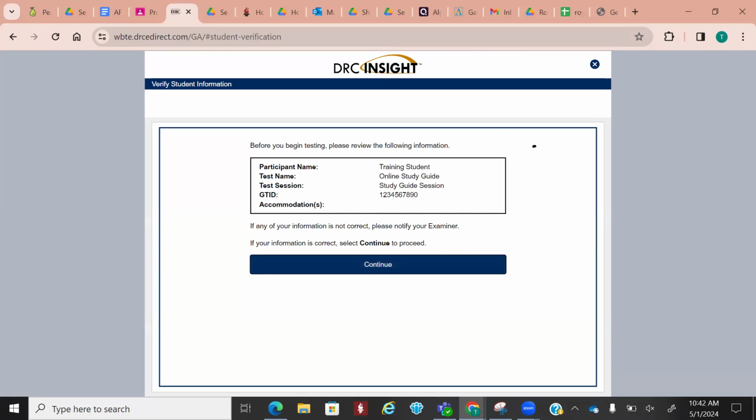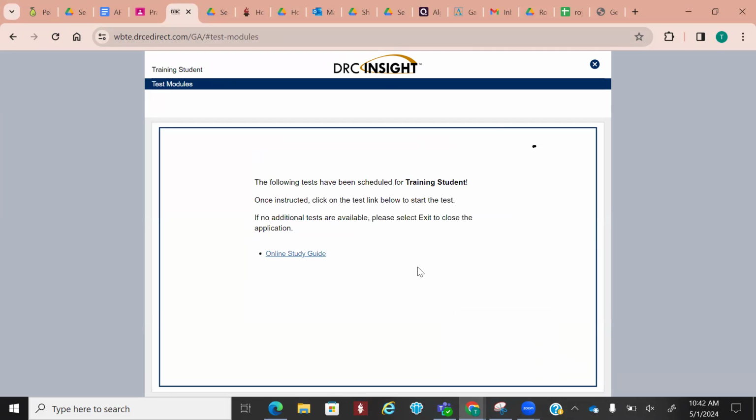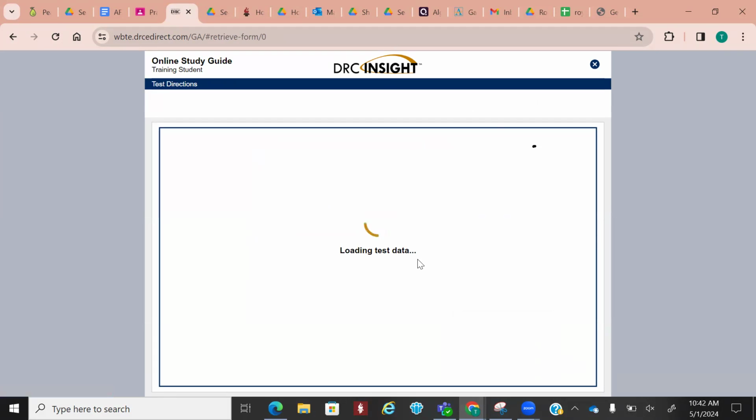this looks like what your test is going to look like. They use that DRC Insight. Tomorrow, don't leave your laptop at home. Don't leave it in a random classroom. Don't leave your charger at home. If you do that, guess what? You're killing your own time. There's not going to be a retake. That's on you. So if you don't come prepared, that's going to be on you. So bring your stuff. Hit continue. Hit online study guide.